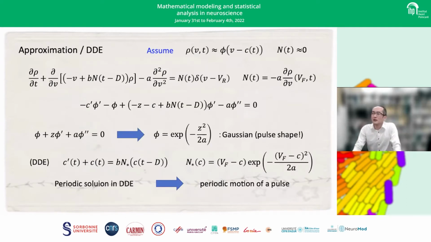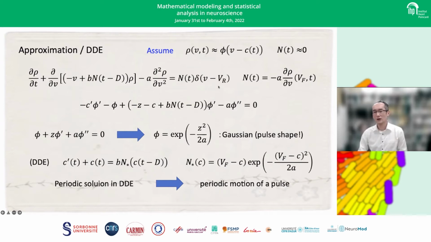Here I want to show you our strategy in my research. Please remember the previous movie. A pulse keeps its shape and moves translationally. So we assume the solution can be approximated by some spatial profile phi with a moving coordinate v minus ct. This is a strong assumption in my research. So how can we determine phi and c? Let's see this Fokker-Planck equation again. I substitute this function into this equation.